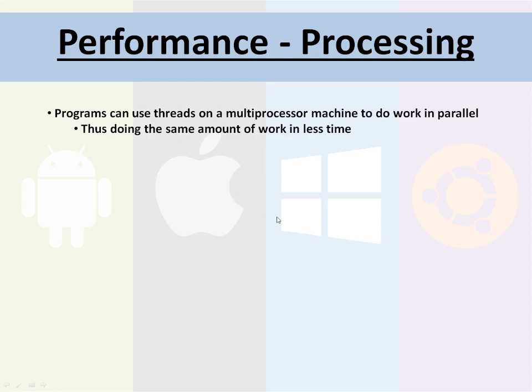Performance, obviously, a big one. And in terms of processing, well, there's performance in terms of I/O that we'll look at and performance in terms of processing. So here, programs can use threads on a multi-processing machine to do work in parallel. And if you're doing work in parallel, well, that means you can do the same amount of work in less time. Right? If it takes me 20 seconds to do 5 tasks ordinarily, well, that means it would only take me 4 seconds if I was doing them all at the same time. I think my math works out there.